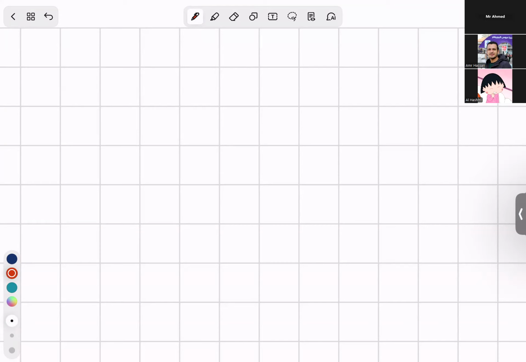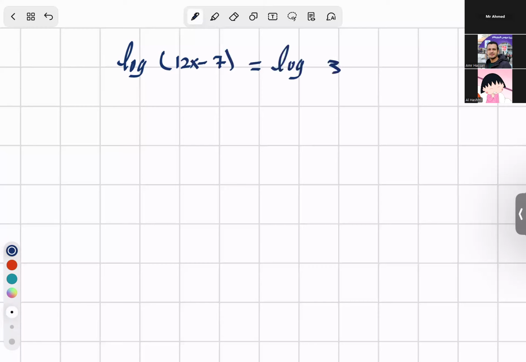So the point is, what if we have logarithm on the left-hand side, for example 12x minus 7, and on the other side we got log of, for example, 3x plus 10. I think you've realized that we don't have a base, right? Every single time you realize that we don't have a base, remember the base is 10.